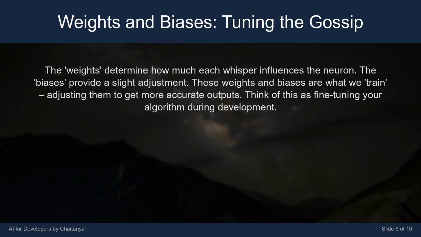The weights determine how much each whisper influences the neuron. The biases provide a slight adjustment. These weights and biases are what we train, adjusting them to get more accurate outputs. Think of this as fine-tuning your algorithm during development.